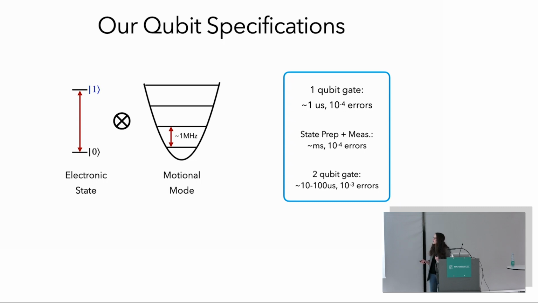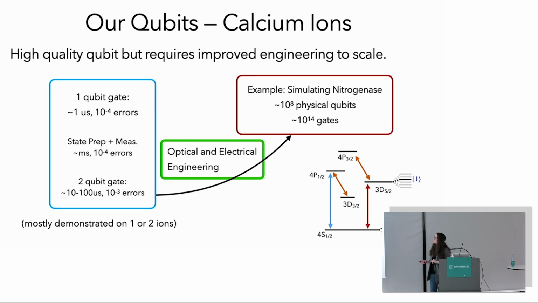All right, so this is our qubit. If we only have 1 or 2 of them, pretty high fidelity. But we need to get from this very high fidelity qubit to this very, very large system. And what I'll talk about today is the optical and electrical engineering that we do to bridge that gap, to hopefully at some point.